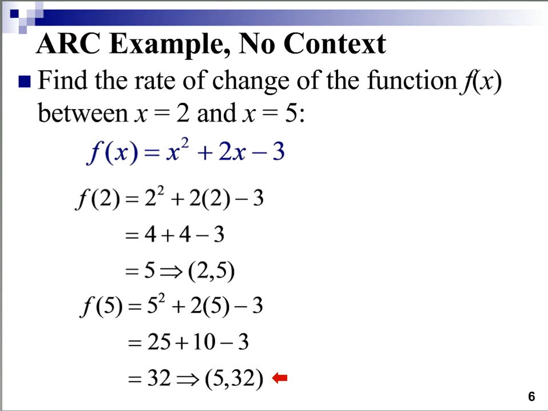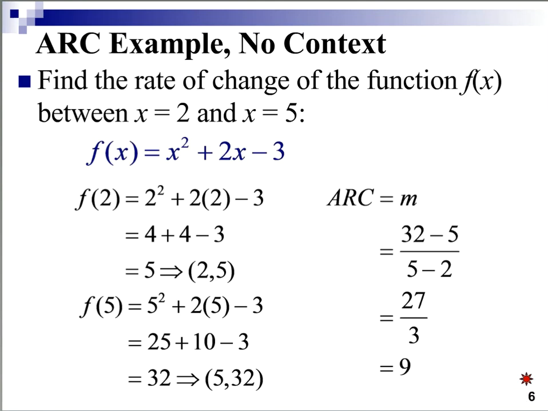Whenever I have 2 points, I can always find the slope of the line between those 2 points, and that's all I need to do next. So my next step is to compute the actual rate of change, m. It's the change in y, which is 32 minus 5, divided by the change in x, which is 5 minus 2. Don't forget to subtract the change values in the same order, like we said in topic 1. When we do this, we get 27 over 3, which is 9. So the average rate of change for this function between those 2 points is 9.